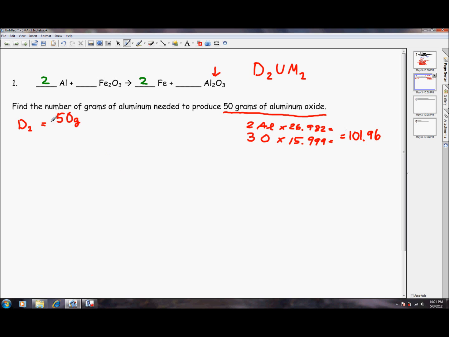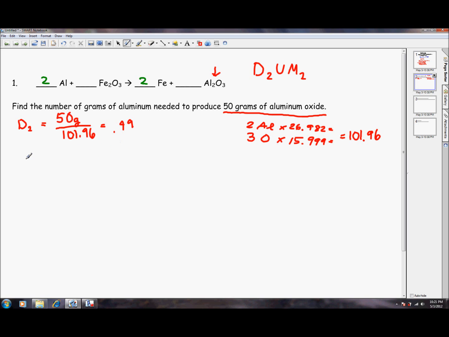Okay, remember I have 5 significant figures. So that means I have to divide the 50 grams by 101.96. This is the molar mass of the aluminum oxide. So 50 divided by 101.96 is 0.49.